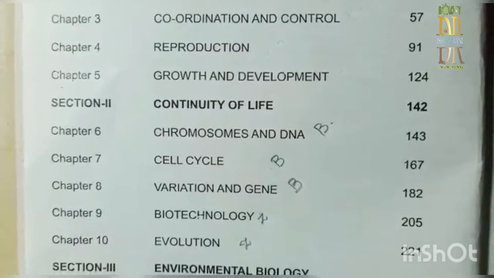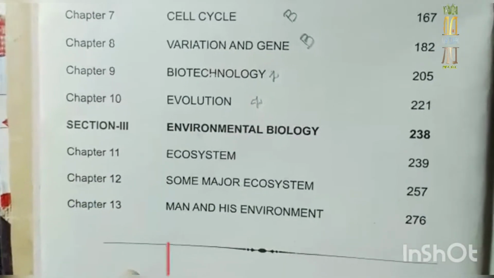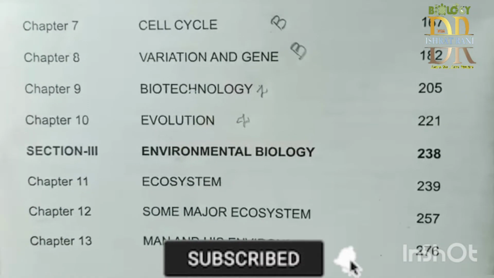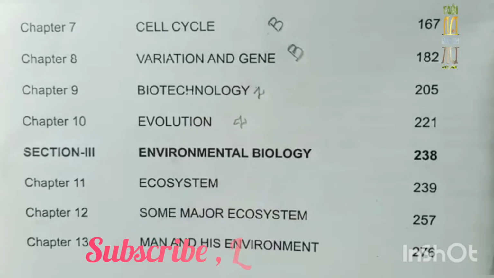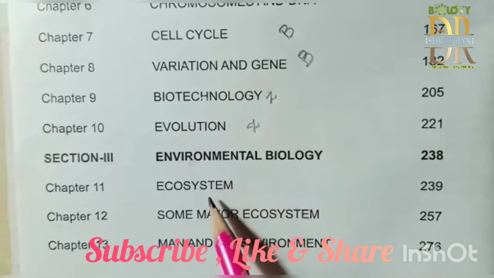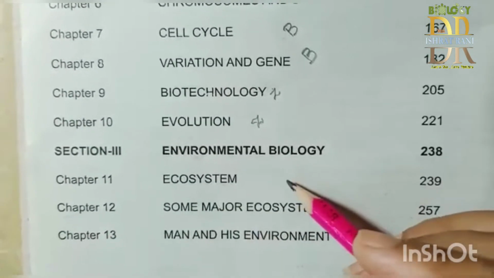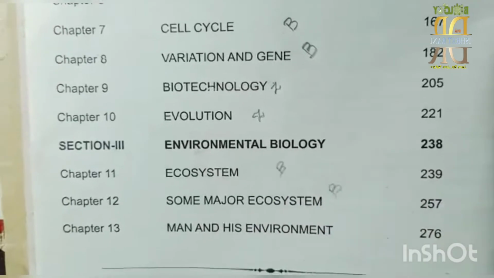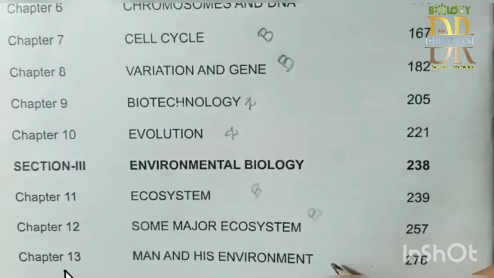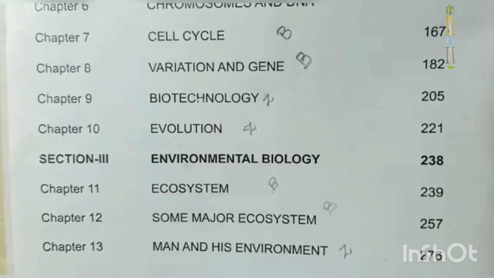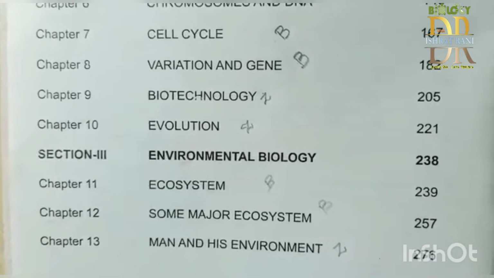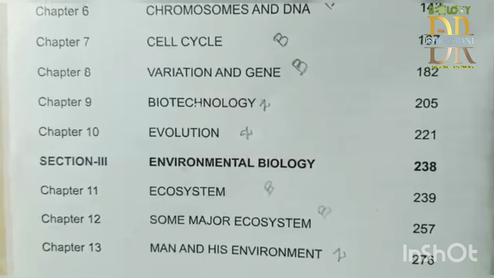Now move to the third section, which is environmental biology. Formerly we called it ecology, but now we are using the term environmental biology. This section has 3 chapters, in which these 2 chapters, ecosystem and some major ecosystem, are of botany, not of zoology. And chapter number 13, the last chapter, which is man and his environment, is of zoology. So students, overall there are 13 chapters, and 3 sections are included in the biology book.